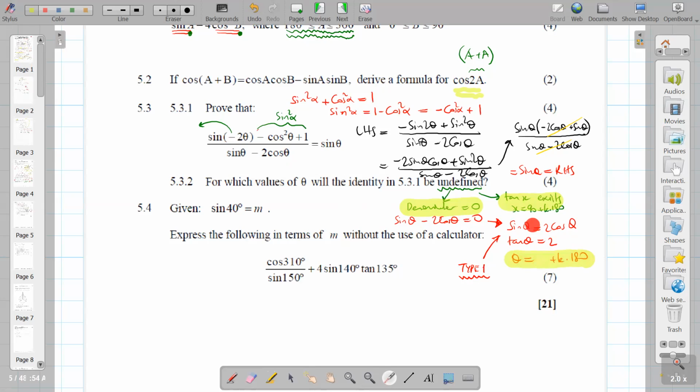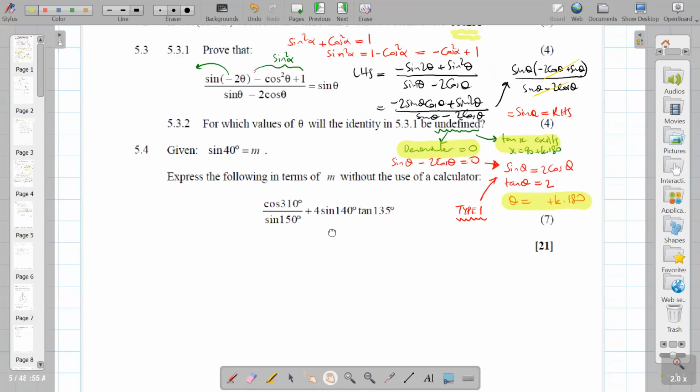So there are two things that you will check. The denominator shouldn't be 0, since that makes it undefined. Or if tangent exists, such as tangent x, or tangent 2x, then the angle of tangent should not be 90 plus k times 180. Okay, so that was 5.3.